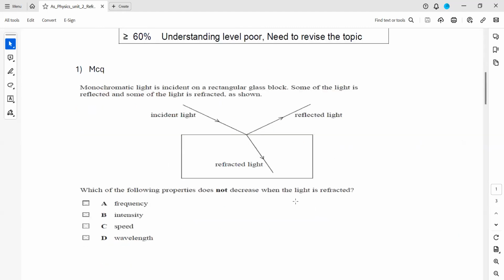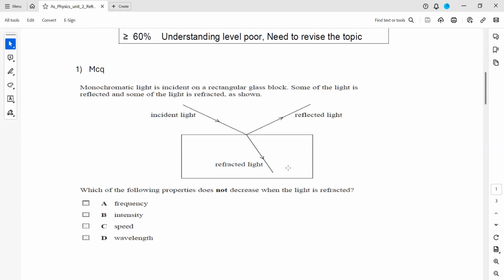So we have a monochromatic light which is incident on the rectangular glass block. Some of the light is reflected and some of the light is refracted as shown. Which of the following properties does not decrease when the light is refracted? So during a refraction, what will happen?